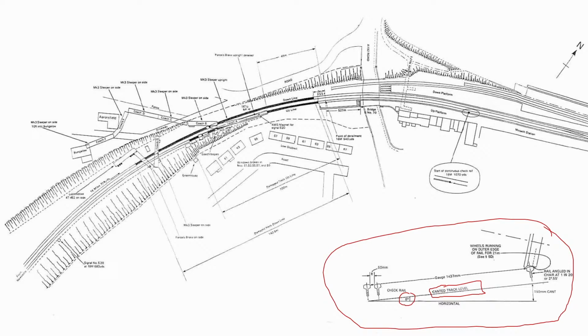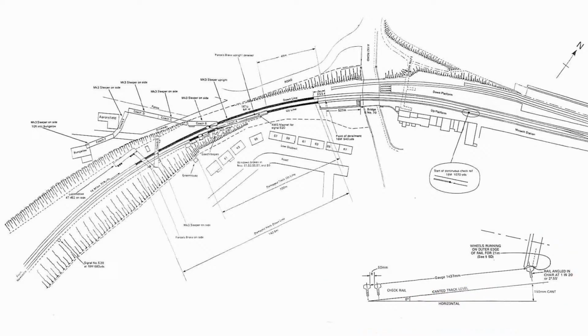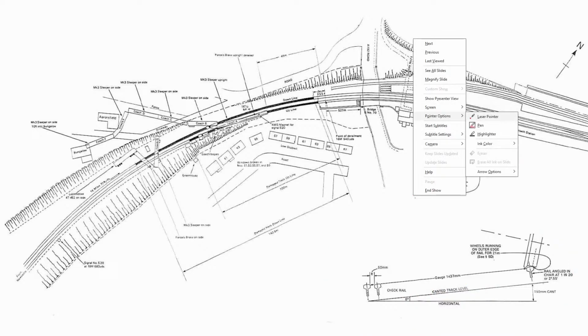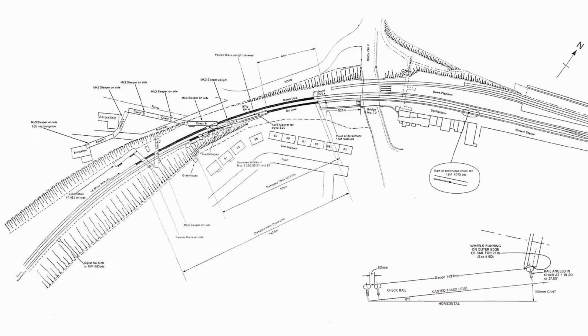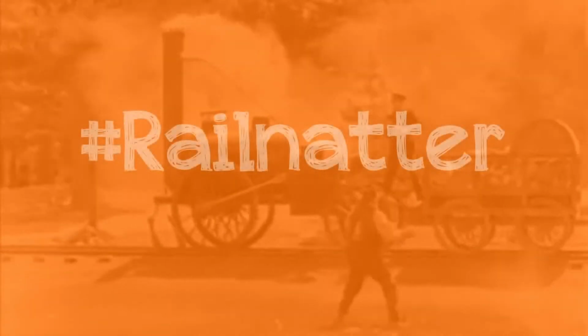Yes, this is of course Morpeth Curve. You can go back to the Morpeth episode, which is way back in the single-digit Rail Natter episodes, to find out about Morpeth Curve. No, we are of course here to be talking about Cant, all things about it. Everyone, welcome to tonight's Rail Natter.